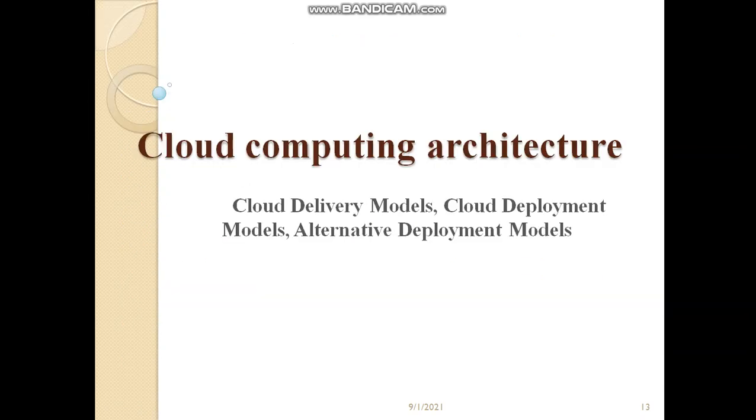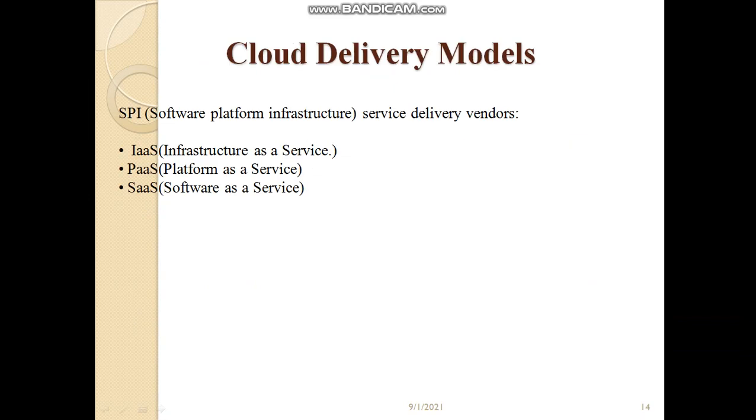Next is cloud computing architecture. It contains delivery model, deployment model, and alternative deployment model. So the very first is cloud delivery model. It contains SPI, that is software, platform, and infrastructure. Software in terms of software as a service, platform in terms of platform as a service, infrastructure in terms of infrastructure as a service. So we will see one by one.